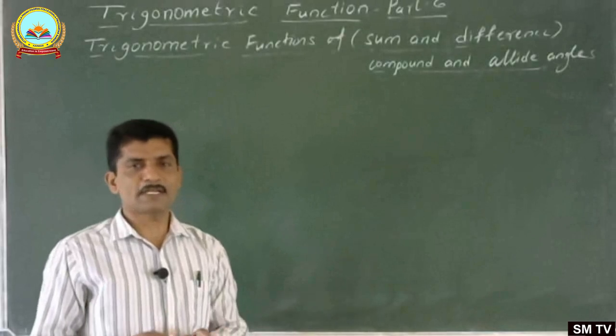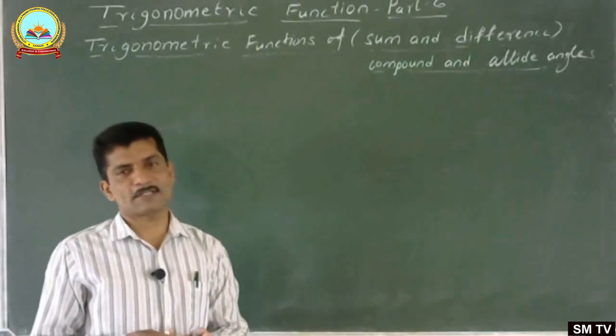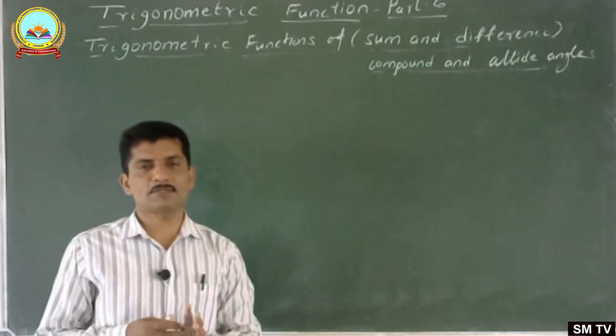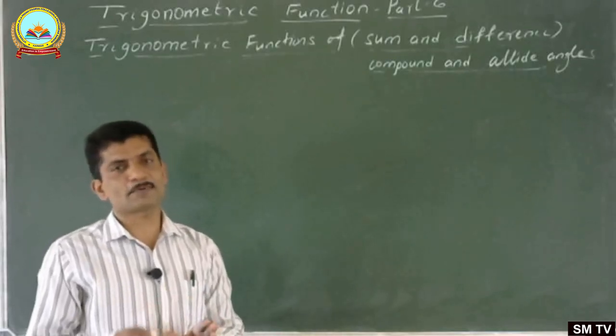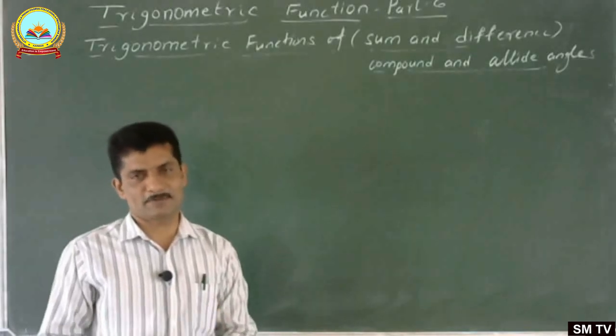You are proving geometrically only one result, that one is the trigonometric function of the sum of two angles, cos of x plus y. The remaining results are proved using this concept only.